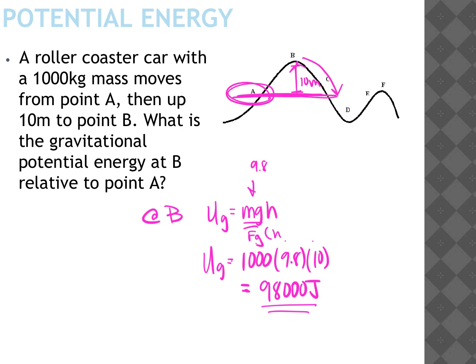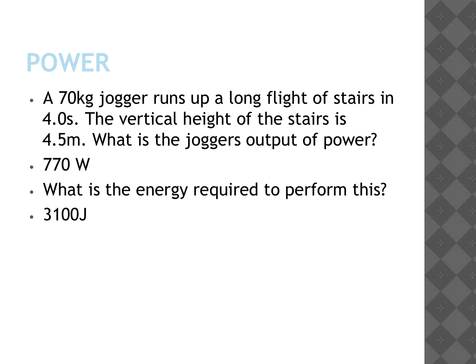You can just automatically make it 0 because it's at height 0, right? For this one, your g would still be 9.8, but height would be 0. So if this was my ground level, my potential energy at A would be 0. Right, exactly. We're making it relative to a point.